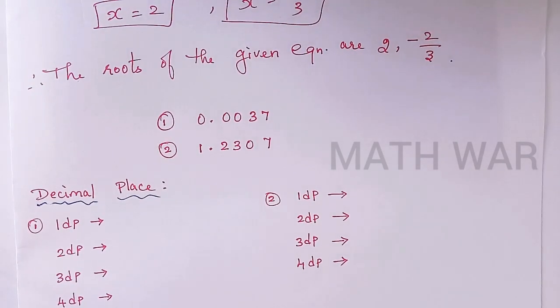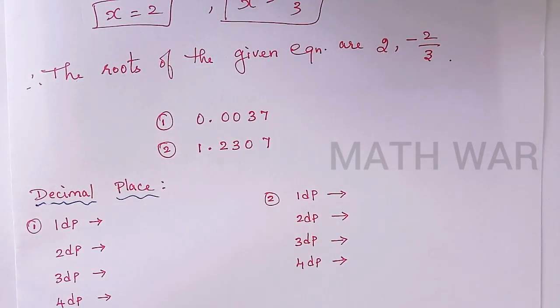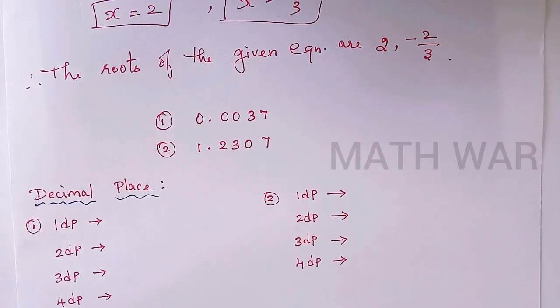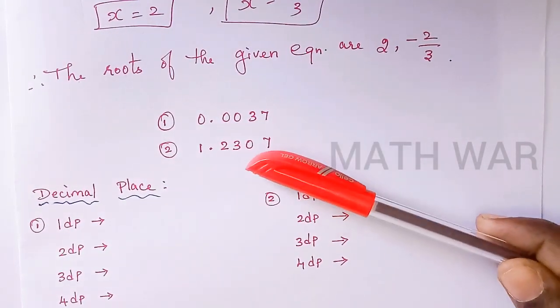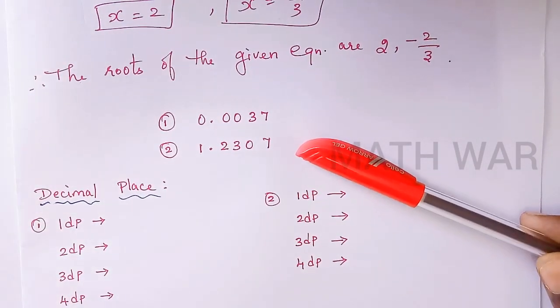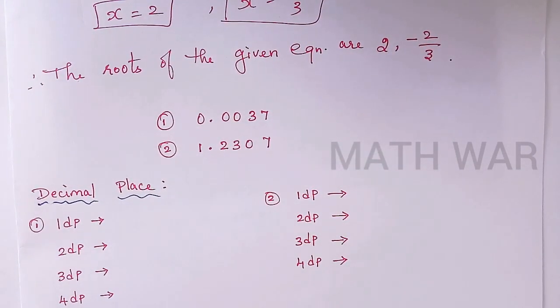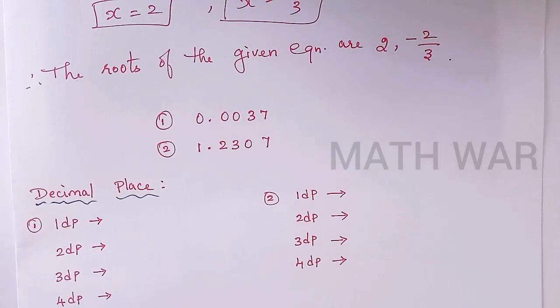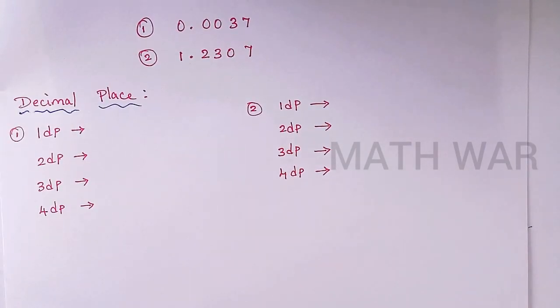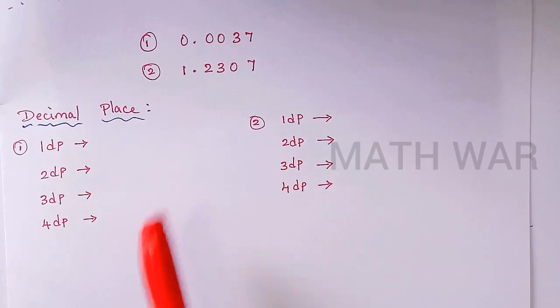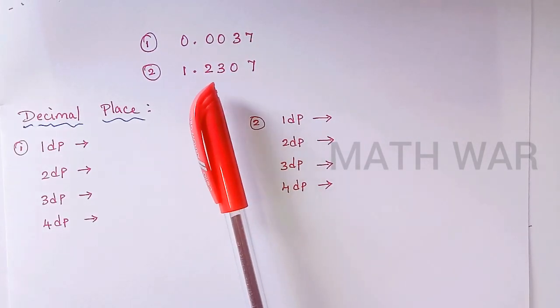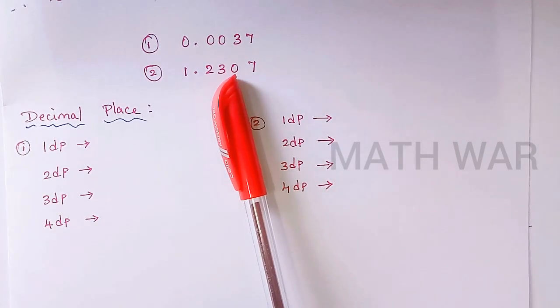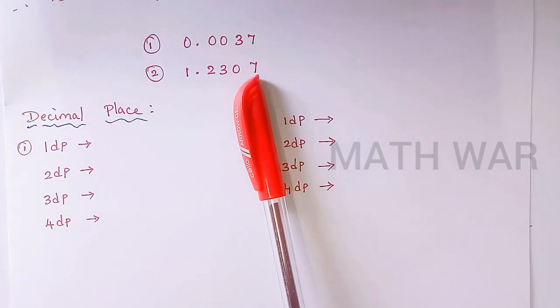Before entering the next sum, we want to know about the decimal places and significant figures. So here I have taken two examples, 0.0037 and 1.2307. Now we are going to find the decimal places and the significant figures for these two numbers. First of all, we must know what a decimal place is. After the decimal point, the first digit is the first decimal place. The second digit is the second decimal place. The third digit is the third decimal place, and it keeps going on.